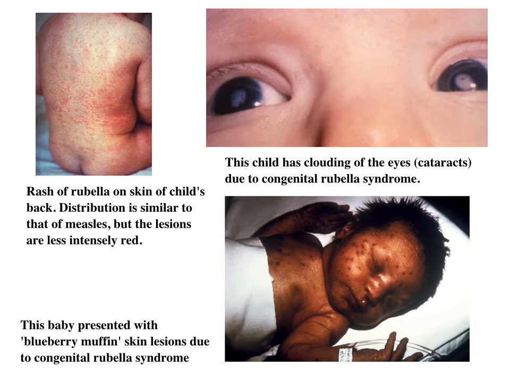And in the slide up at the top left, you see what the rash looks like in a normal, uncomplicated case of rubella. So in this case, the child became infected after birth. But you can see the cataracts that can develop and the skin lesions that can develop in children that have CRS in the other 2 pictures.